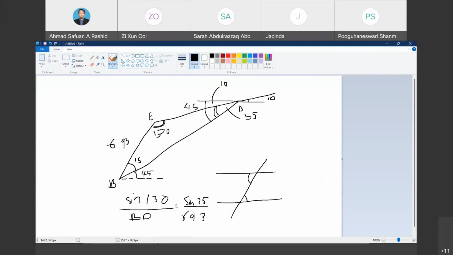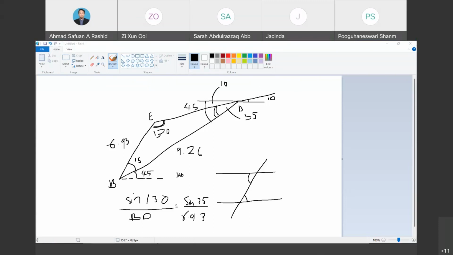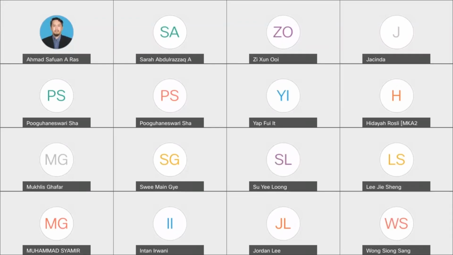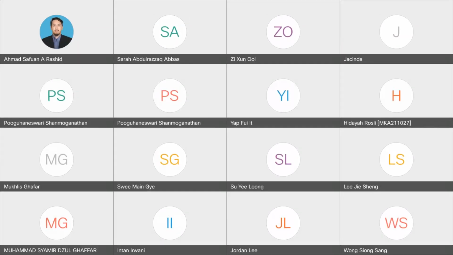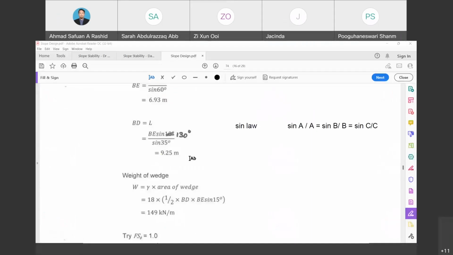Sine 35 over 6.93. So sine 130 divided by the answer of sine 35 over 6.93. So we obtain 9.26 for this length of BD. 9.26 or 9.25. So that is the length of the BD, 9.25.